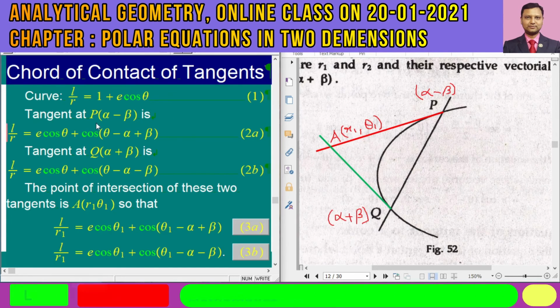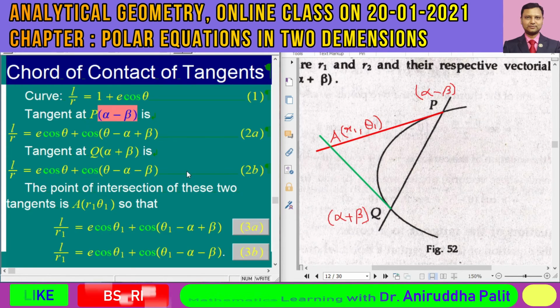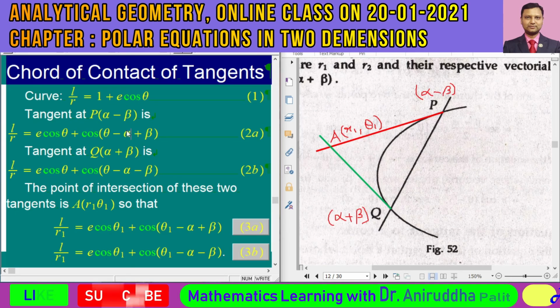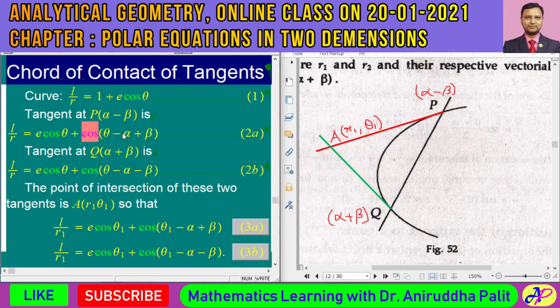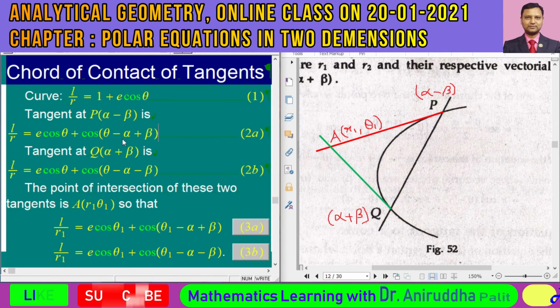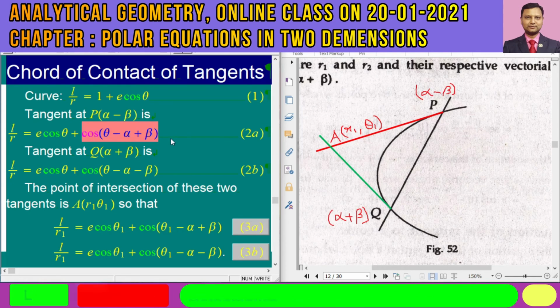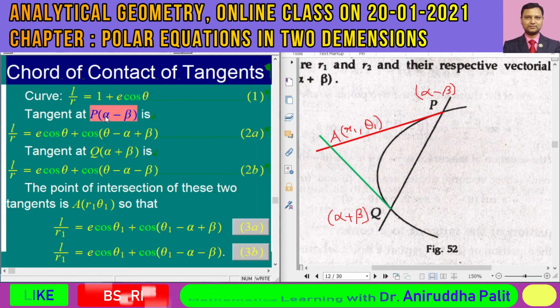Then we know that the tangent at the point P with vectorial angles alpha plus beta would be drawn by replacing this 1 by cos of theta minus alpha plus beta. So theta is replaced by this 1 is replaced by cos of theta minus alpha plus beta. This is the equation of the tangent at the point P.